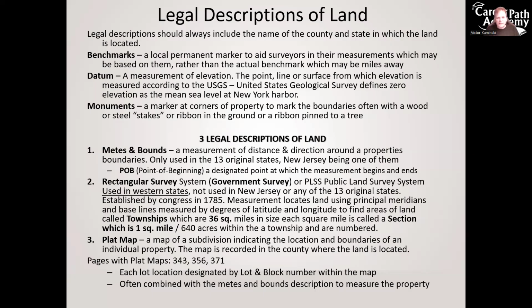Which legal description of land is used in Western states, which was created by Congress? That would be the government or rectangular survey system. Which legal description of land uses degrees of latitude and longitude to locate areas of land? The rectangular or government survey. Which legal description of land uses townships and sections as units of measure? The rectangular or government survey. You see the different ways that they could ask these questions?